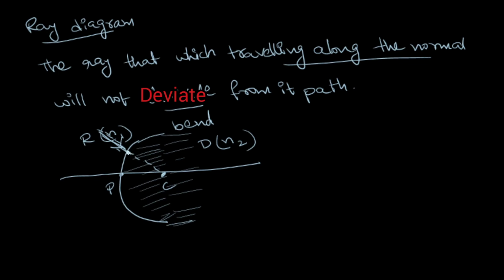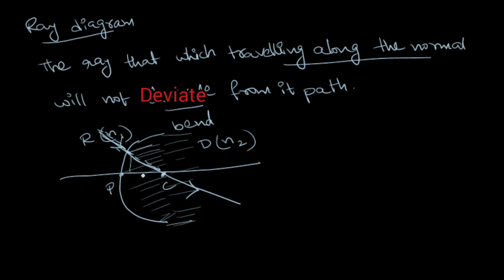Okay, it will not bend. It will not bend in this direction or in that direction. It will pass through the normal only. This is the refracted ray. This is the incident ray. This is the refracted ray. It will not deviate from its path. It will pass through the normal only.